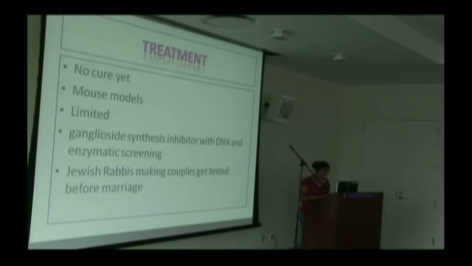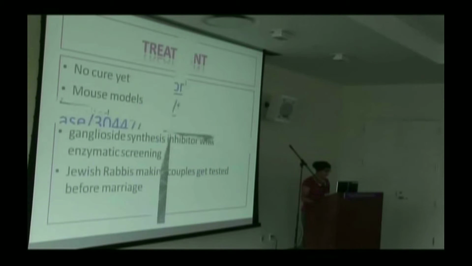Also, when a baby is born with Tay-Sachs, the extent of neurological damage prior to birth is unknown, and scientists currently are using a ganglioside synthesis inhibitor and combining it with DNA and enzymatic screening programs. Also, Jewish rabbis are now making couples get tested before they get married.